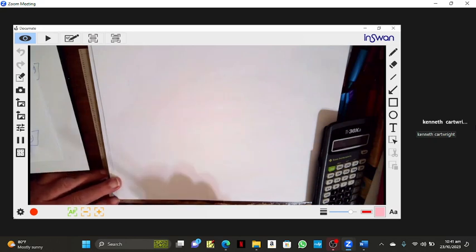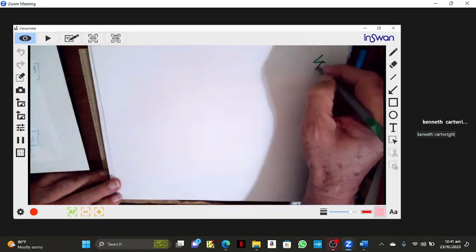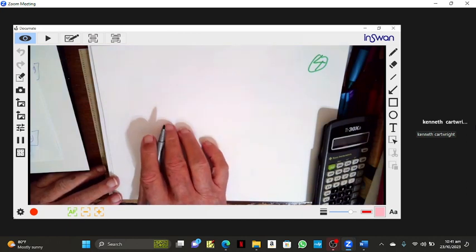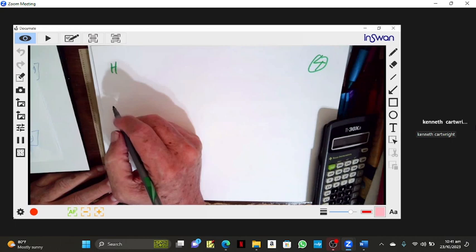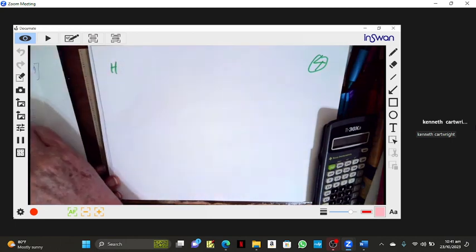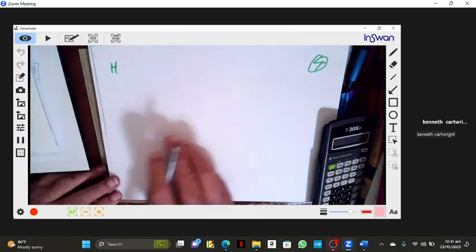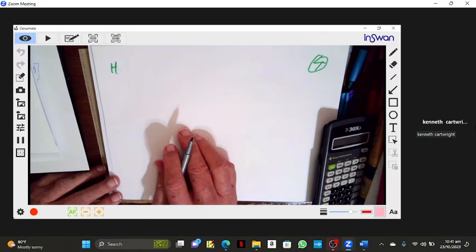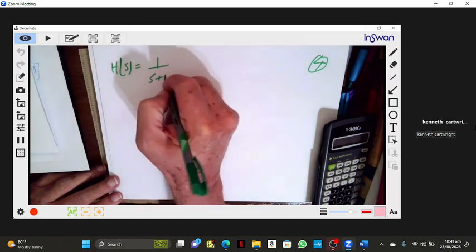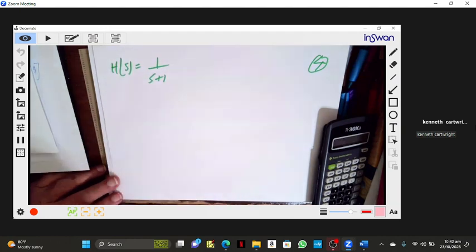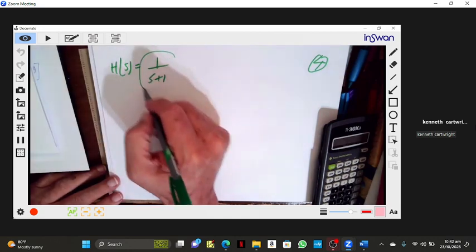How do we do the theory? How do we find the transfer function? How do we find the frequency response at a given frequency? We find the transfer function first, 1 over s plus 1. What's that a transfer function of? What is this a transfer function of?